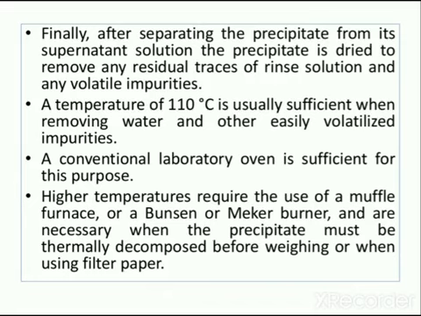Suppose the precipitates need higher temperatures; this requires the use of a muffle furnace or a Bunsen or Meker burner, and is necessary when the precipitate must be thermally decomposed before weighing or when using filter paper. But in gravimetric analysis, if the precipitant is an organic compound, we cannot use these high temperatures. If you are estimating ions or a substance using an inorganic precipitant, we can go for higher temperatures.